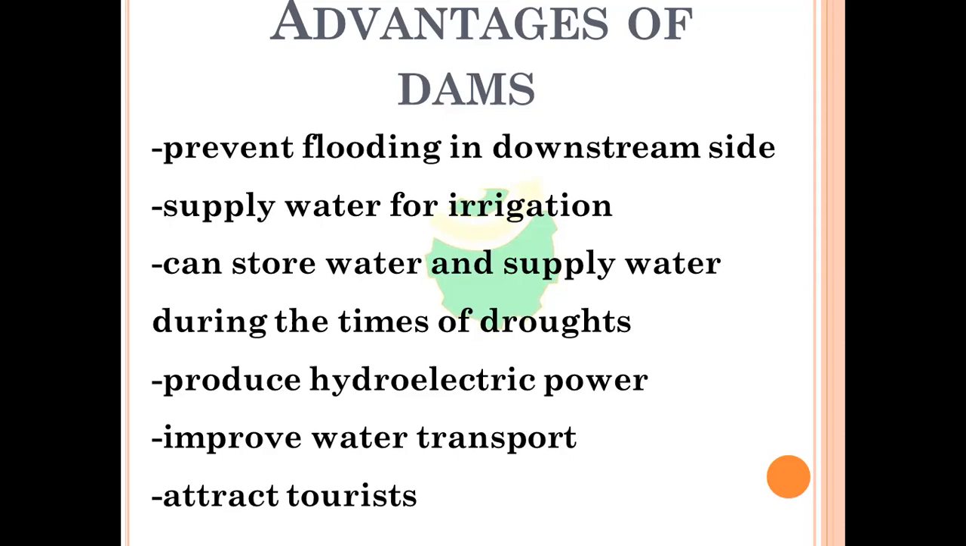Next, produce hydroelectric power. Dam sites are suitable for hydroelectric power generation. That's why hydroelectric power stations are preferred at dam sites.